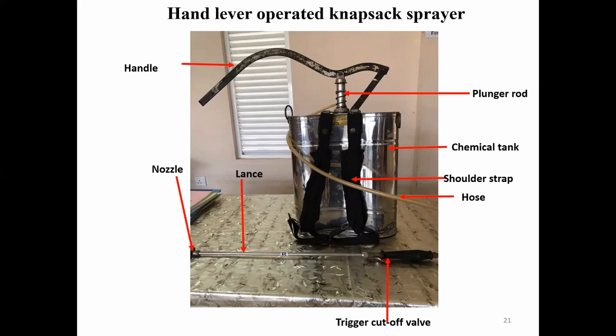And this one is hose. And hose is connected to lance. The lance ends with a nozzle, and here we can have a trigger cutoff valve which is used to facilitate or control the flow rate of spray.